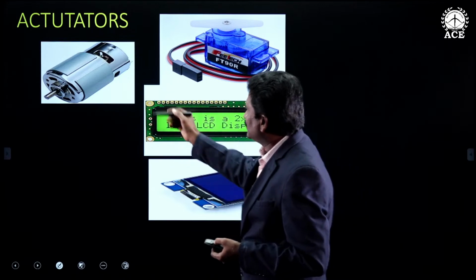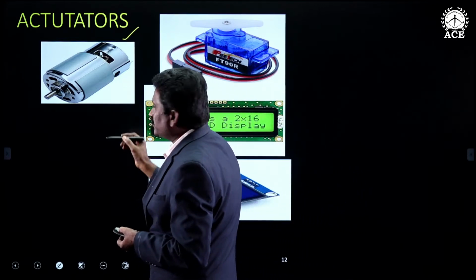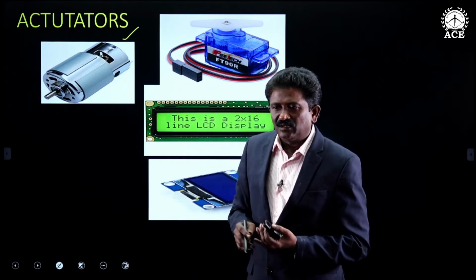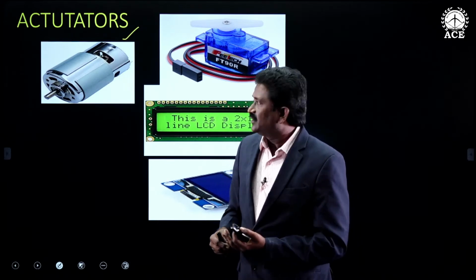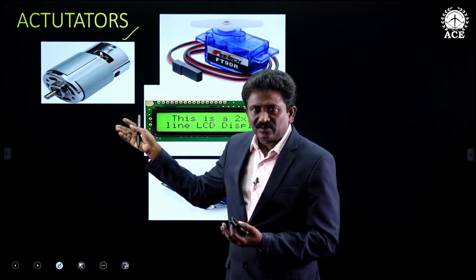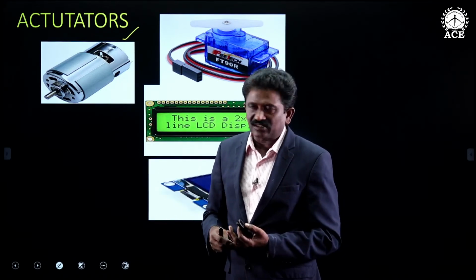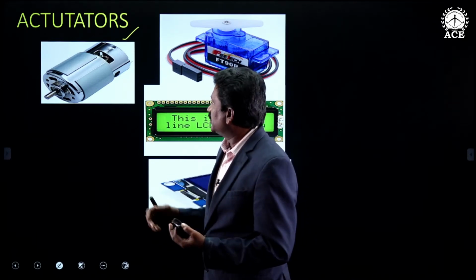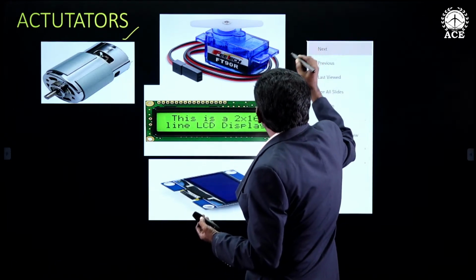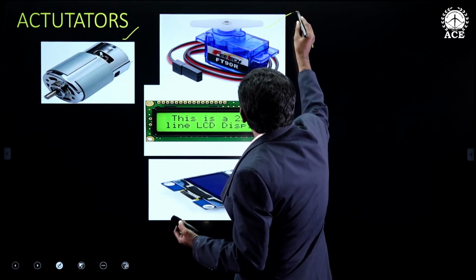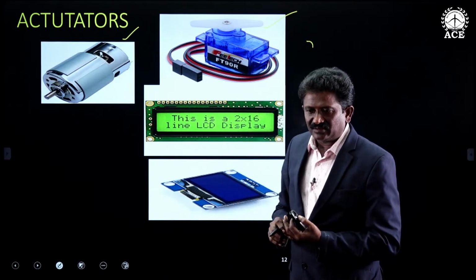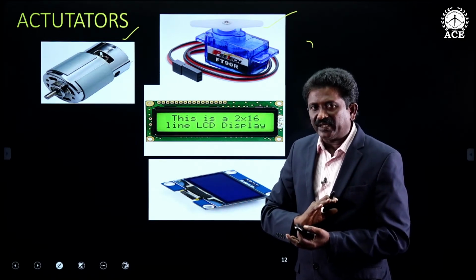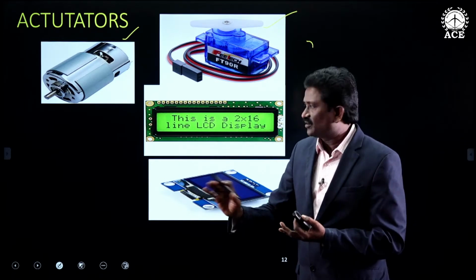See here, first one, DC motor. Using this DC motor you are able to move any device. That means with the help of DC motor you can rotate motors also. You can rotate wheels, for example a robot, like that. Next one, servo motor. Using servo motor you can take movement in either forward or backward direction. That means you can take movement in on-off situation also.